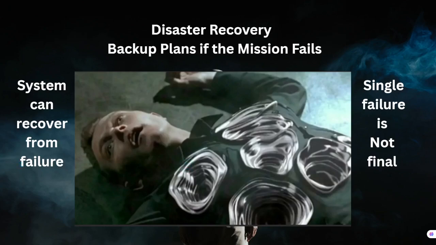In a distributed system, disaster recovery (DR) ensures that the system can recover from failure. Skynet never assumes a single failure is final. It has backups. Like if the T-800 fails, it deploys the T-1000. If the T-1000 fails, it deploys the TX. If that fails again, then AI-driven full-scale war is launched, which is in Terminator Salvation.